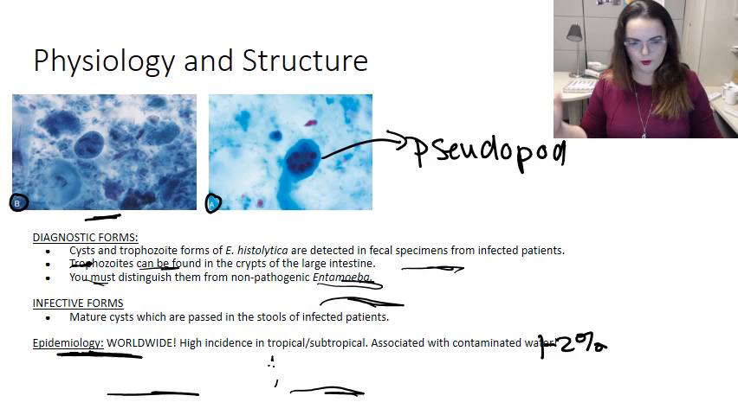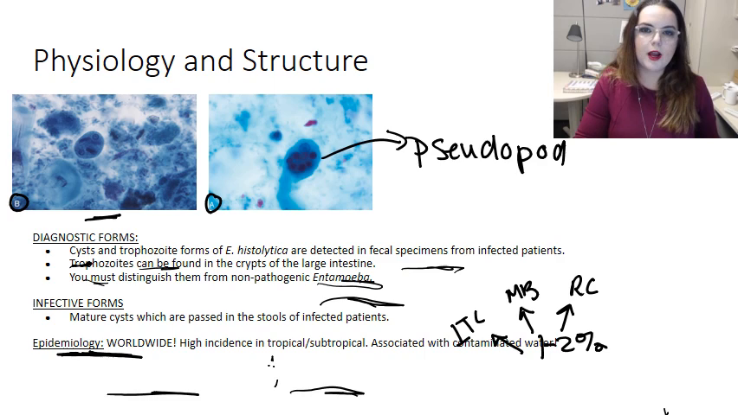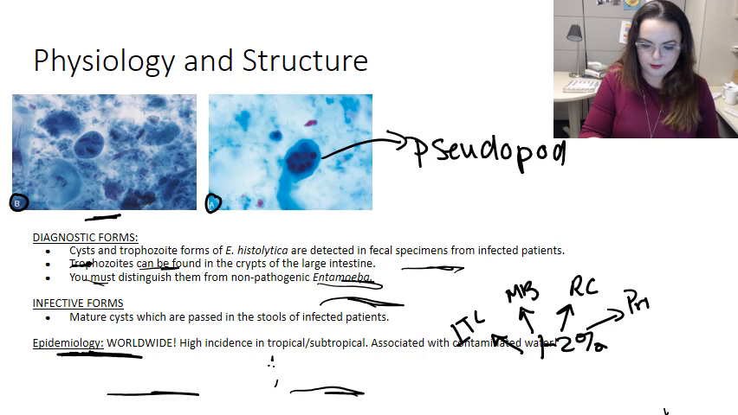Where this actually becomes a problem in the United States is places where people live in close proximity, as well as places with poor hygiene. So, places where people live in close proximity. We're thinking long-term care facilities, military barracks. People are living very, very closely. Refugee camps. Refugee camps typically have poor hygiene, poor access to water, and people living in very close proximity. Prisons, obviously people live in close proximity there. And then places with poor hygiene and close proximity would also be daycare centers.